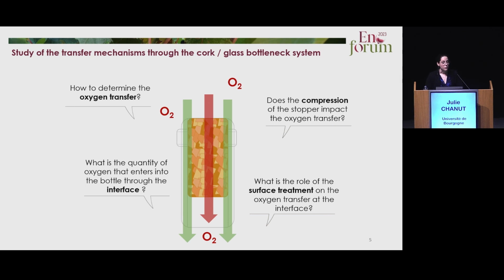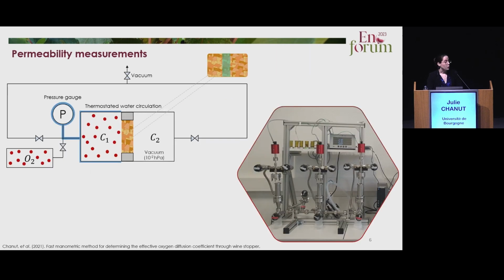There are four major questions that arise. How can we measure oxygen transfer through the cork? Then, and this is more practical as a question, does the compression of the stopper impact on the oxygen transfer? Third question, what quantity of oxygen can come through the interface? And last question, what is the role of surface treatment for oxygen transfer at the interface?